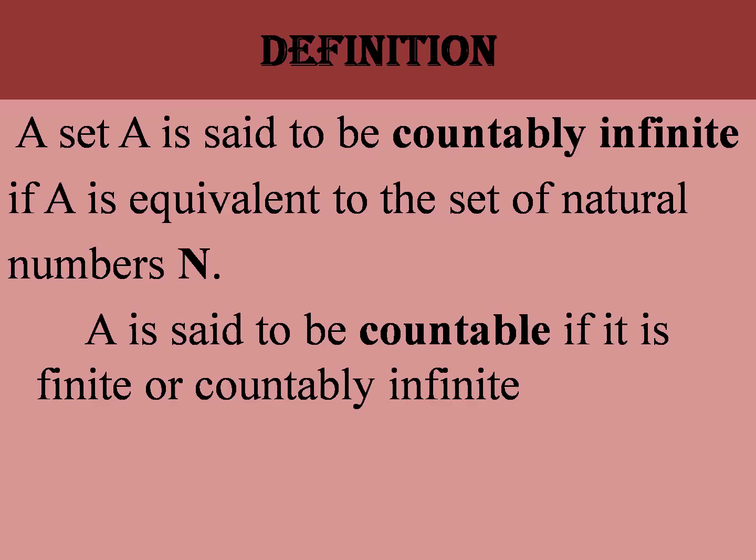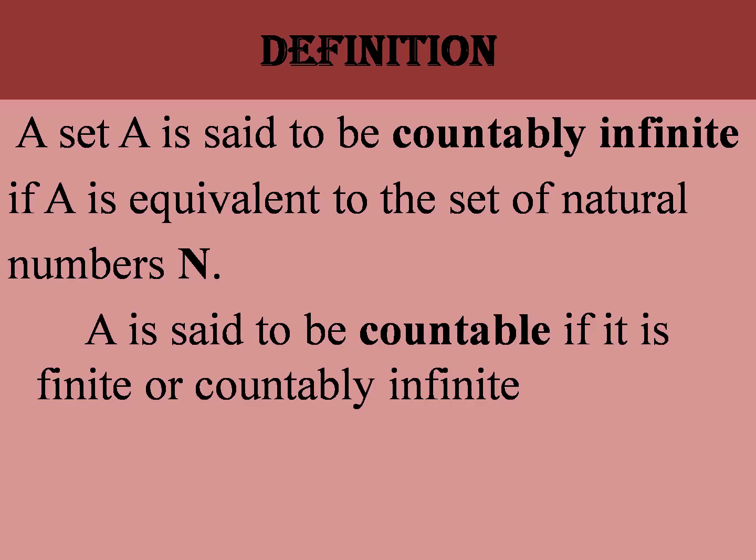Next definition. A set A is said to be countably infinite if A is equivalent to the set of all natural numbers. So already we have seen the definition of equivalence. Any set which is equivalent to the set of all natural numbers N is said to be countably infinite. Let us see the definition of countable. A set A is said to be countable if it is finite or countably infinite.